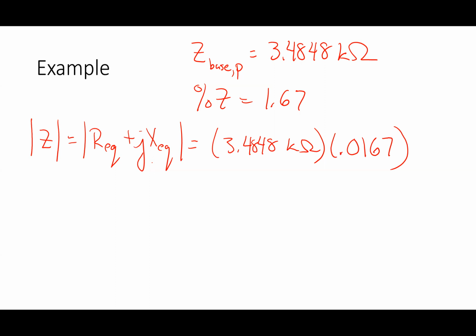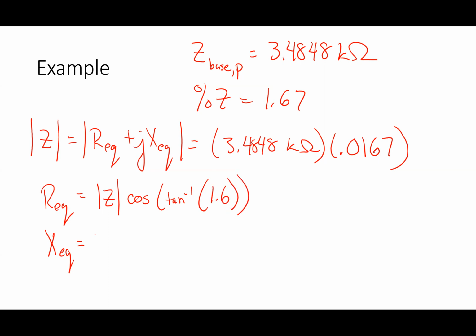And if I wanted to figure out how do I get to REQ and XEQ, how do I get to those? Yeah, use that ratio, right? So I basically say it's whatever the magnitude of Z is times cosine of tan inverse X over R. So in this case, that's 1.6. And this would be the sine of that. 1.6.